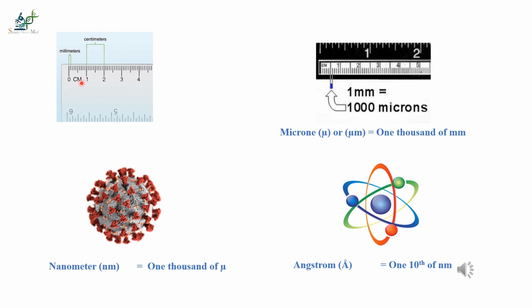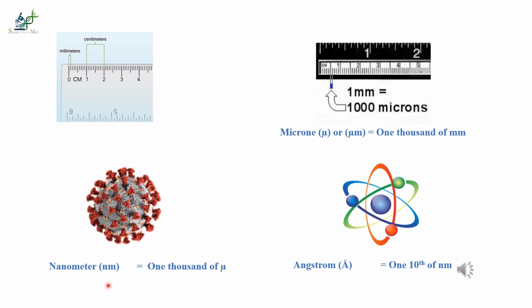1 centimeter is equal to 10 millimeter. So then let's come to the micron. The 1 micron, we already said, is 1/1000 of a millimeter. So 1 micron is equal to 1/1000 of a millimeter. That means we will take 1 millimeter and equally divide it into 1000 parts. One of those parts will be equal to 1 micron. And mainly the medically important bacteria are measured in micron or micrometer.